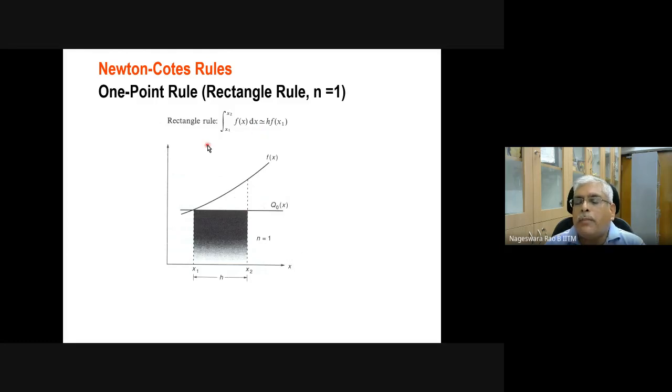So you see how simplified it is. Instead of evaluating this integral exactly, you just evaluate the function. You're not even doing any integration. Whatever integrand is there, you substitute x1 and find the integrand value at that point. Multiply with a weight function. This is what is called the weight function. For the rectangle rule, the weight function is nothing but the distance between the upper limit and the lower limit.